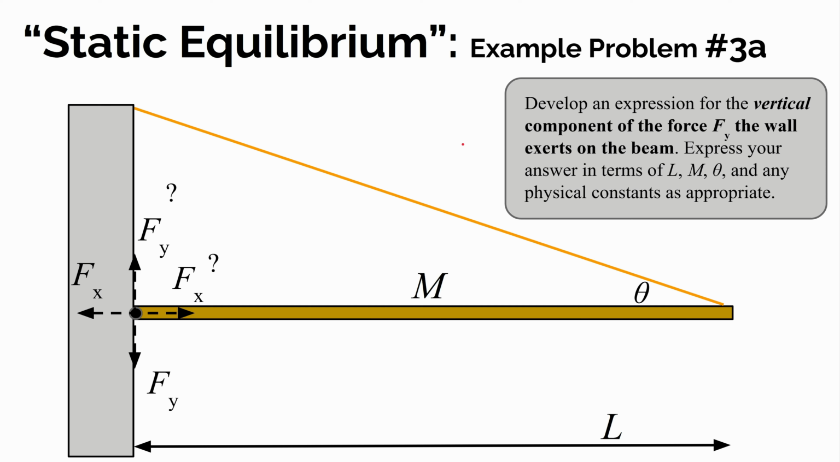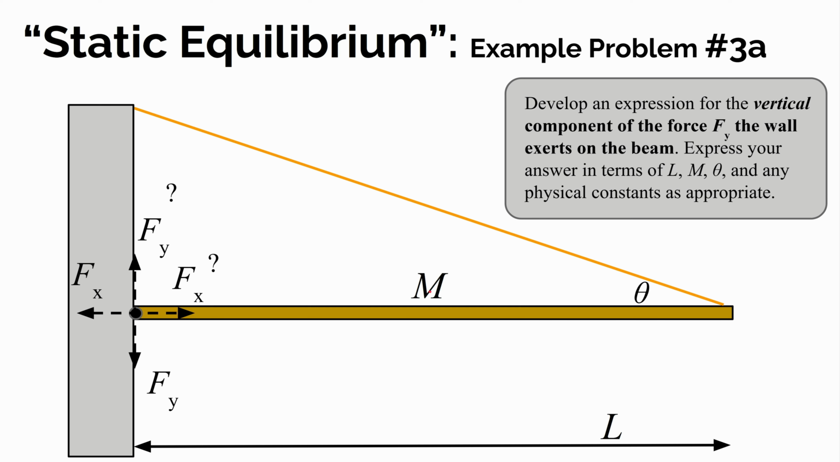So the first thing we're going to do is develop an expression for the vertical component of the force, Fy, the wall exerts on the beam, and we're going to express our answer in terms of the board's length, the board's mass, and the angle that the string makes with the board attached at the right side, and any physical constants as appropriate. So the first thing we're going to do is figure out all of the forces and relative size of the forces that the board feels that's in static equilibrium.